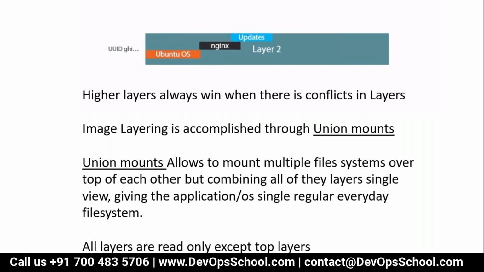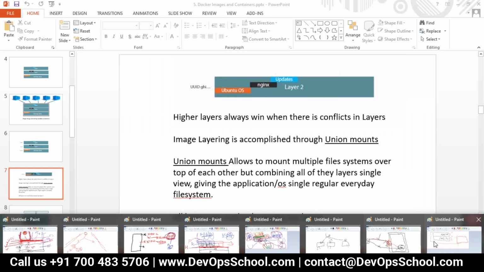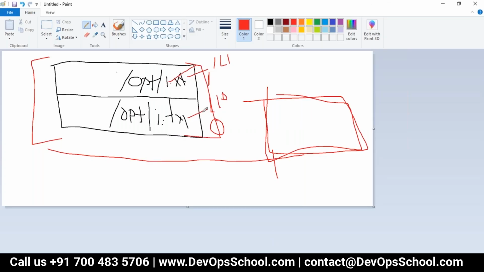So when you merge, these two get merged together. One empty layer gets created, and this merged container layers get added here. So here this is the top layer, and this layer is a merged layer.